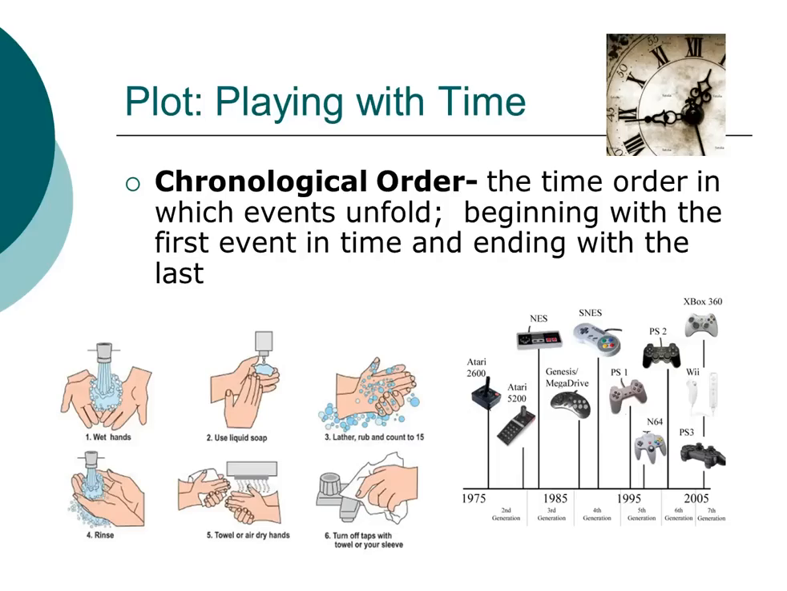In addition to knowing the main parts of the plot diagram, we also need to understand that the plot diagram is based on the assumption that the story is proceeding in chronological order. Of course, not all plots follow this order, but let's review what chronological order is. So chronological order is the time order in which events unfold. So you start with the first event that happened in time, and then you end with the last.